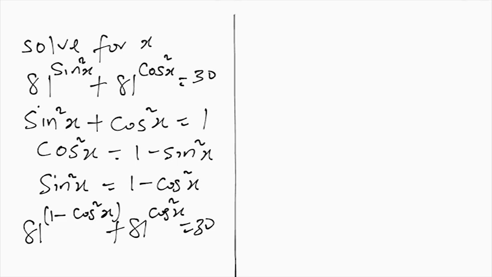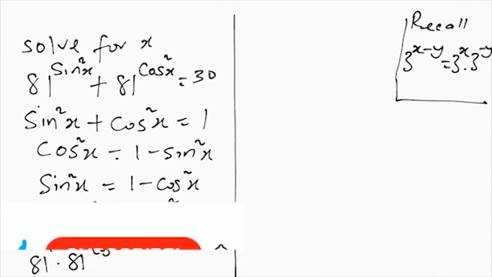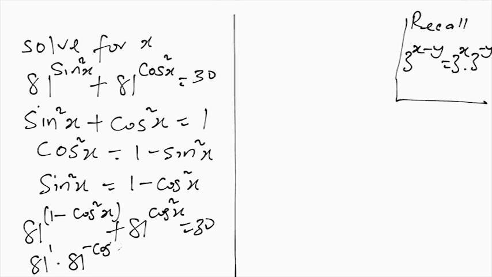Now, the next thing I want to do is, according to the law of indices, I can decide to split. Let me just recall the law of indices. We know that when we have 3 raised to the power of x plus y, it is the same thing as 3 raised to the power x multiplied by 3 raised to the power y. So this will automatically become 81 raised to the power 1 multiplied by 81 raised to the power minus cos square x, plus 81 raised to the power cos square x equals 30.